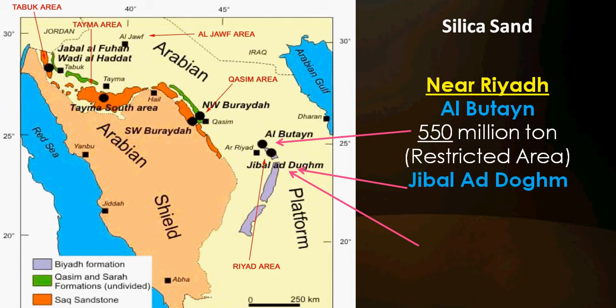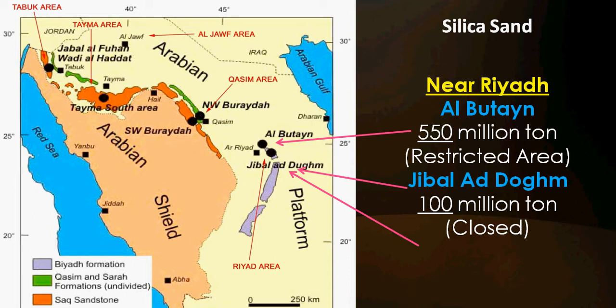The second silica resource is Jebel al-Dughm. It has been the main center of silica sand mining in Saudi Arabia for the last 25 to 30 years. There have been many silica sand mines, but in 2016 this area was declared closed by the government.